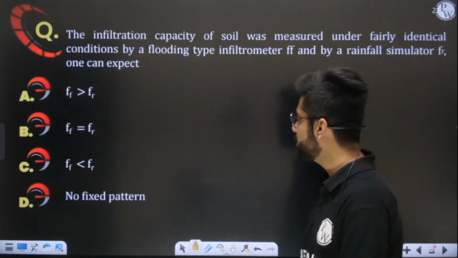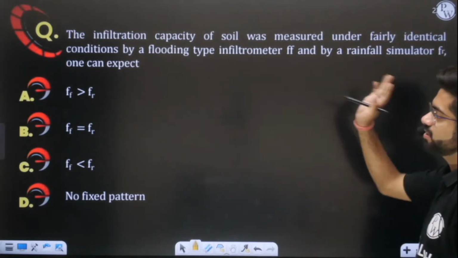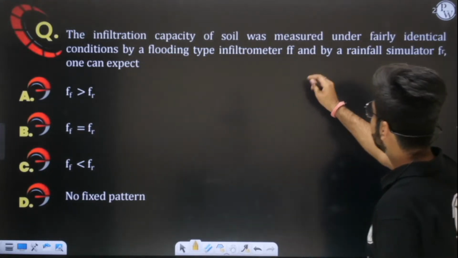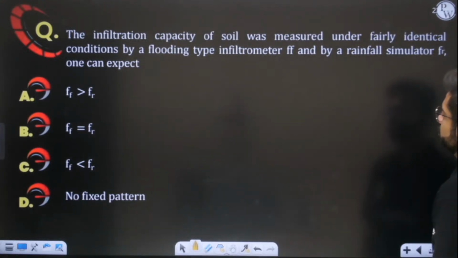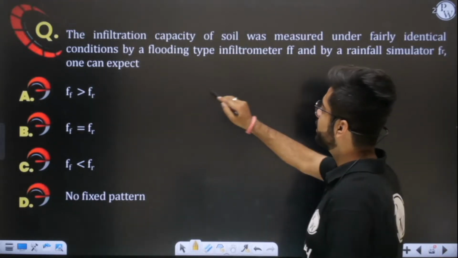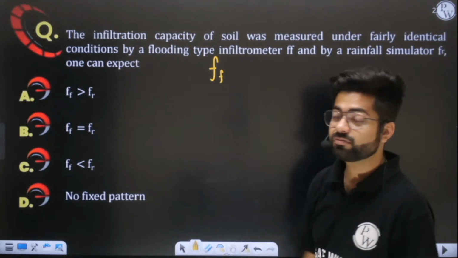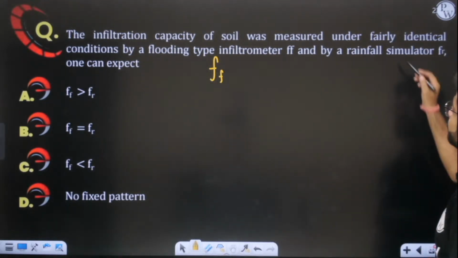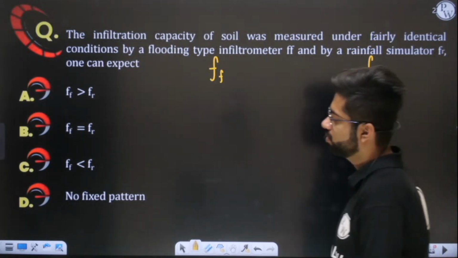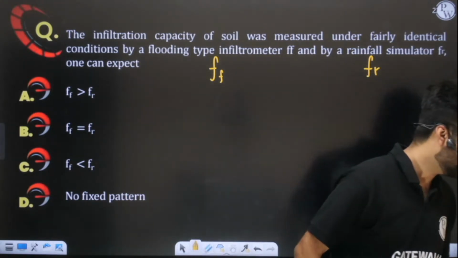This question says the infiltration capacity of soil was measured under fairly identical conditions by a flooding type infiltrometer and by a rainfall simulator. The value of infiltration with the flooding type infiltrometer is FF, and the value with the rainfall simulator is FR. Which will be more, which will be less, or both will be equal? Or is there no fixed pattern? Which option will be correct here? Try to guess it, everyone.